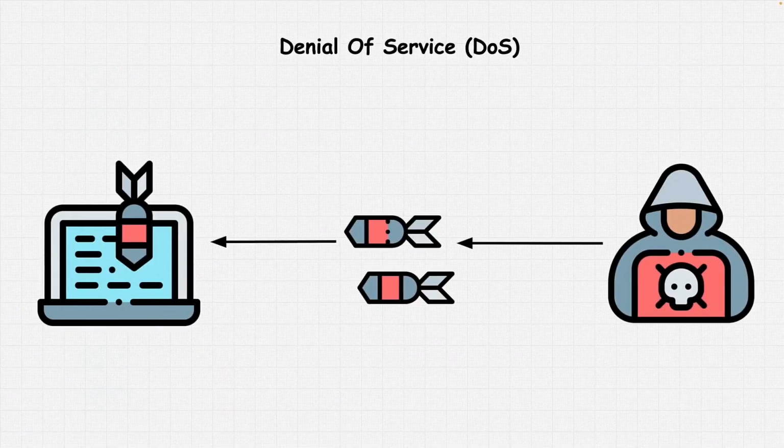Now, when it comes to a regular denial of service attack, a denial of service attack is typically executed by a single machine or connection. The attacker floods the target with excessive requests or data, which overwhelms the target's resources, making it impossible for legitimate users to access the service.